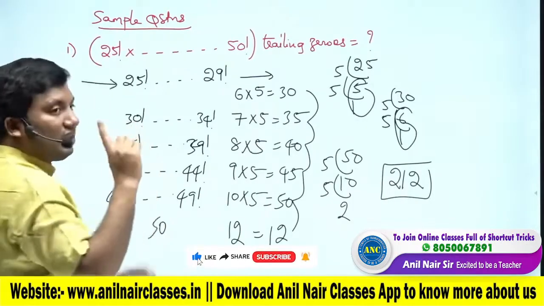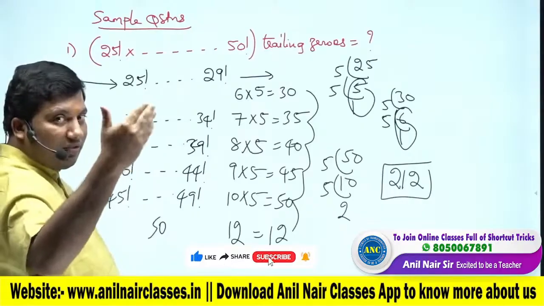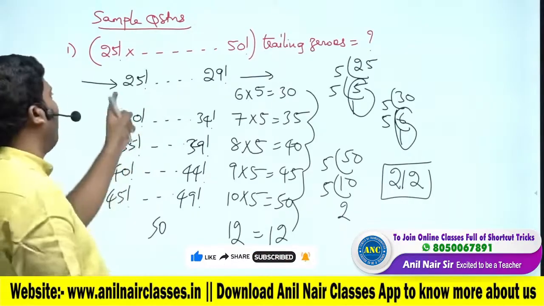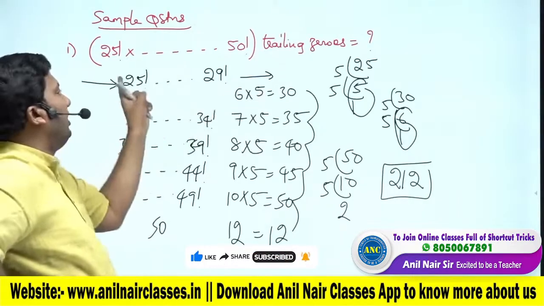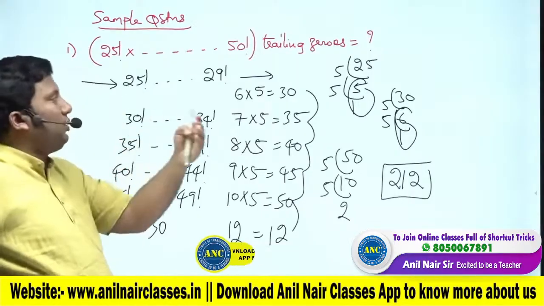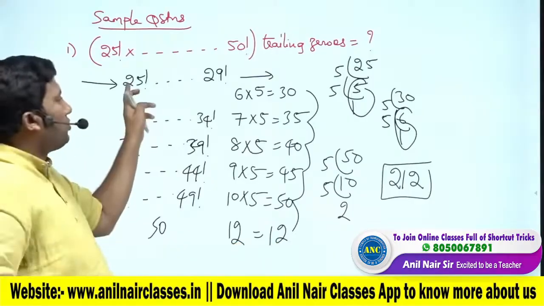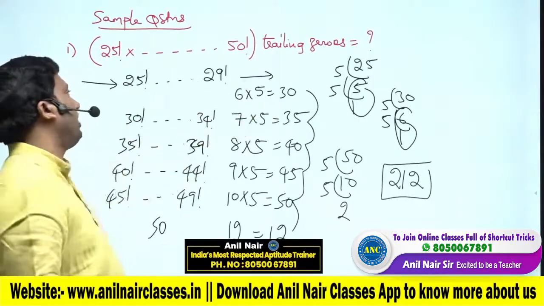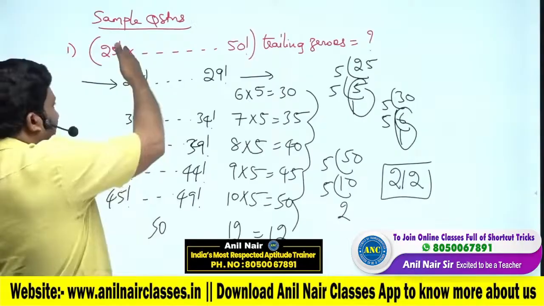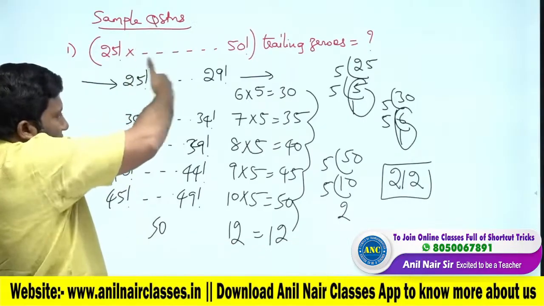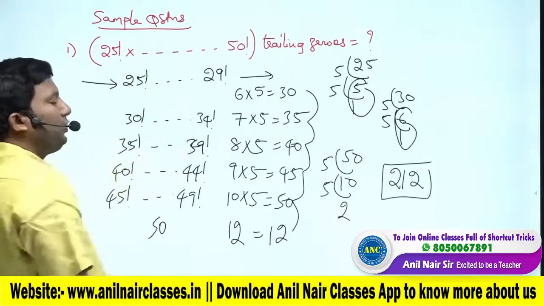Whenever you encounter the powers of 5 square, 5 cube, be very, very careful. 25, it is 6 zeros. From 25 factorial till 29 factorial, 6 zeros will be there. So 6 into 5, 30 zeros I will get. Here 6 zeros, 6 zeros, 6 zeros. 6 into 5, 30. 7 into 5, 35.